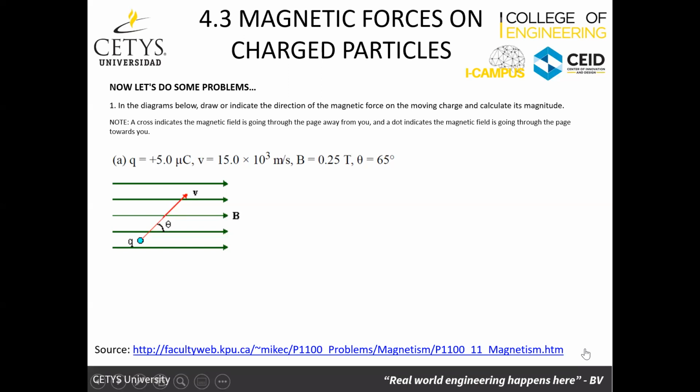Since the force is inwards, we're going to indicate it in the diagram with an X. This little dot here is just the charge. It doesn't represent either a dot or an X. Is it clear how we did it?